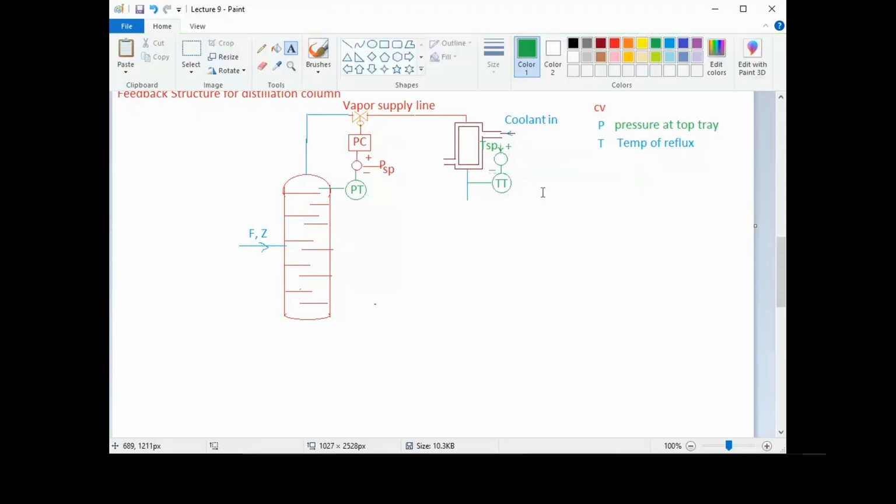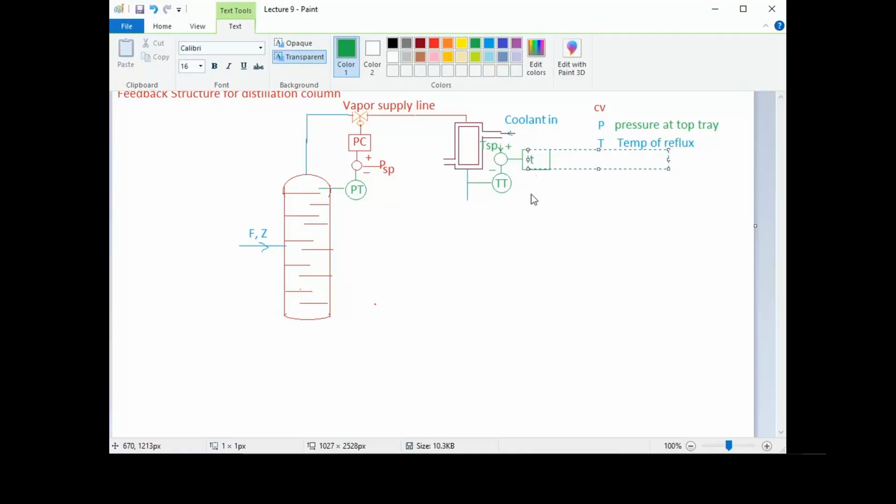Okay. So now the error will be generated. Error will be generated and error will be provided to the feedback controller. So the concept is very simple. If you know the concept that you have to do, you can easily draw the diagram. Right. So here, this is our feedback controller. So here we call it temperature controller.